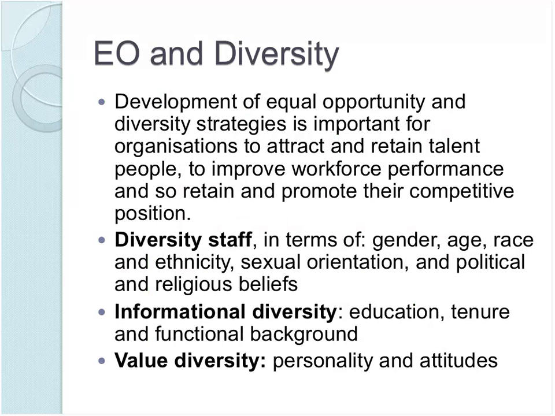So diversity starts in terms of gender. This means that people can be different in terms of gender, age, race, ethnicity, sexual orientation, and political and religious beliefs. There is also information diversity. People can be different in terms of information, like their education. People with different educations, functional backgrounds or experiences are also diverse people.